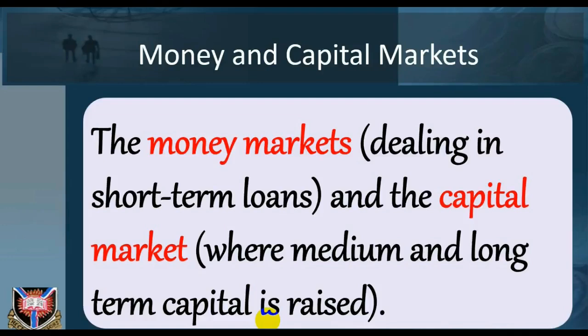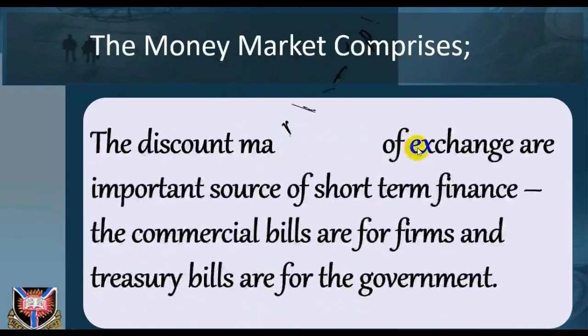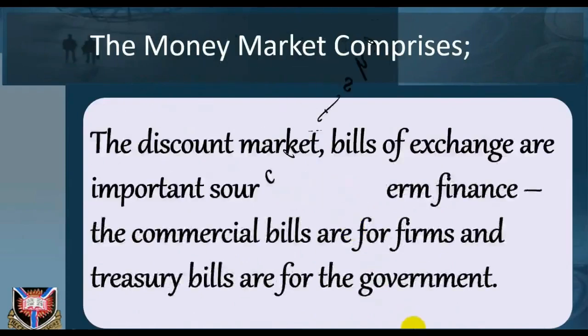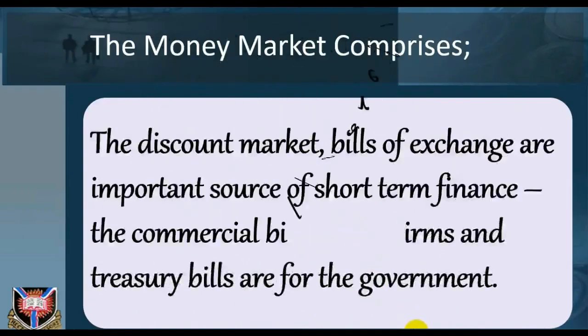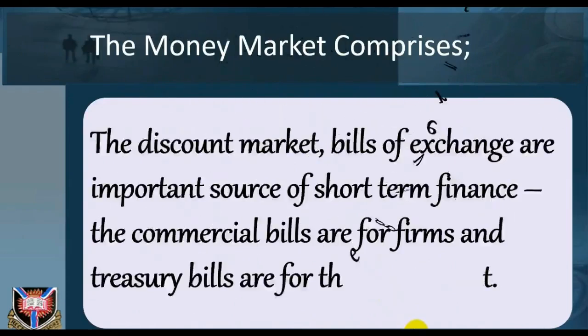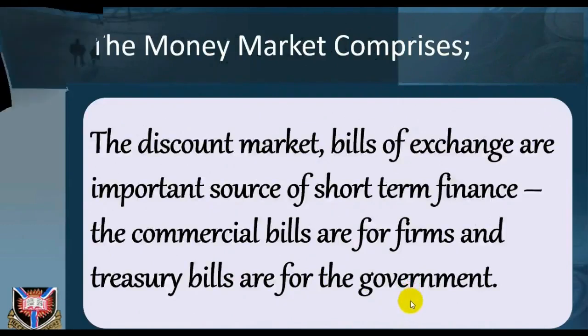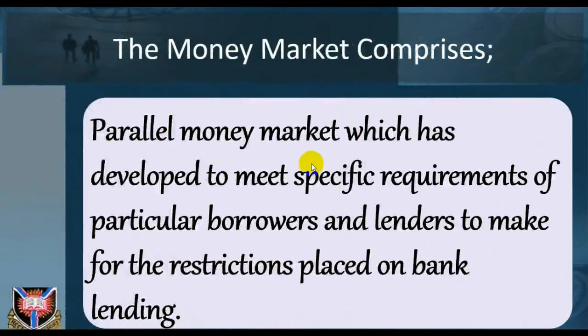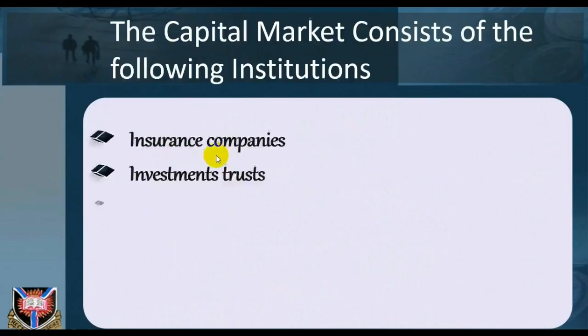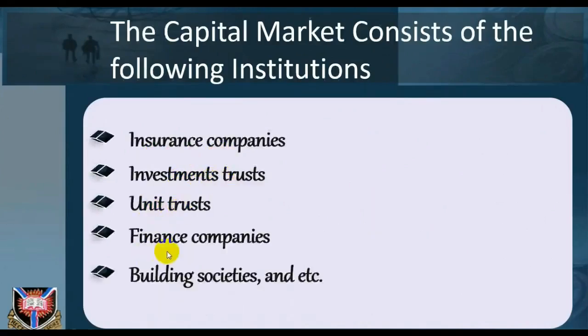Generally, the money market comprises first the discount market, which in turn consists of institutions linked by dealings in bills: discount houses, merchant banks, commercial banks, and the central bank. Bills of exchange are an important source of short-term finance. The commercial bills are for firms and treasury bills are for the government. Second, the parallel money market, which has developed to meet specific requirements of particular borrowers and lenders to get around restrictions placed on bank lending. The capital market consists of such institutions as insurance companies, investment trusts, unit trusts, finance houses, building societies, etc.